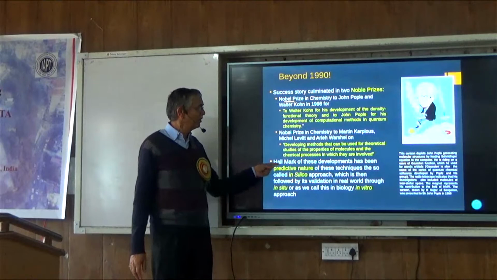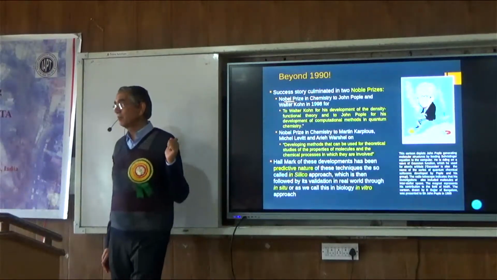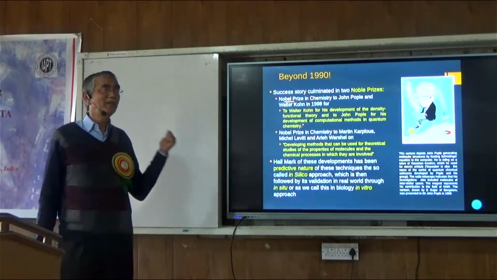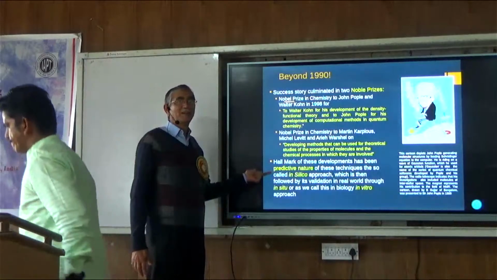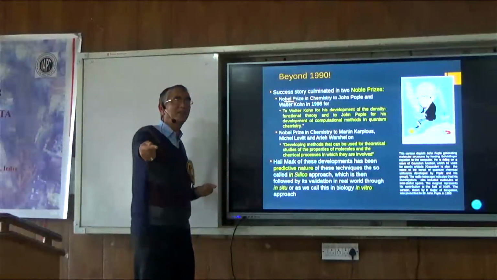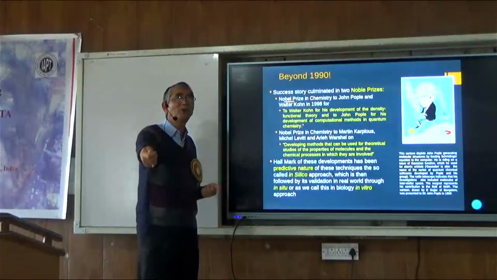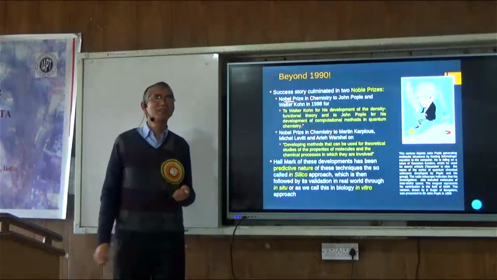And the hallmark of these developments has been predictive in nature. मैंने आपको मेंडलीव का एग्जाम्पल दिया था. Why I gave you that example? Because of this predictive nature. That once you do something using say DFT, you are able to predict certain things which maybe the experimentalist is not imagining. Now, what is happening in the case of machine learning?